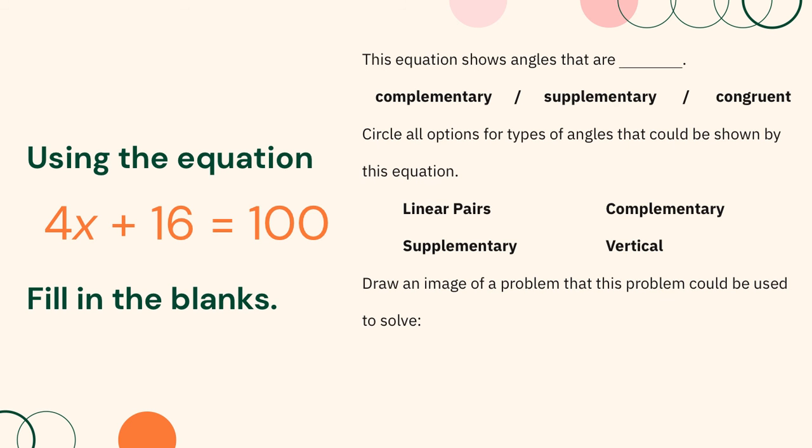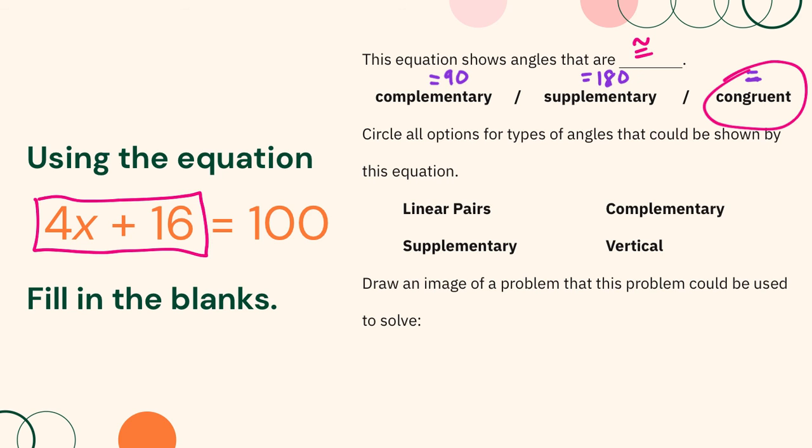So let's talk about what this equation shows. This equation, 4x plus 16 equals 100, it shows things that are complementary, supplementary, or congruent. Well, if they're complementary, they have to equal 90. If they're supplementary, they have to equal 180. And if they're congruent, they have to be equal. So if it's not set equal to 180 and it's not set equal to 90, then that means that it must be things that are congruent. So that means that 4x plus 16 is one of my angles and 100 is the other angle.